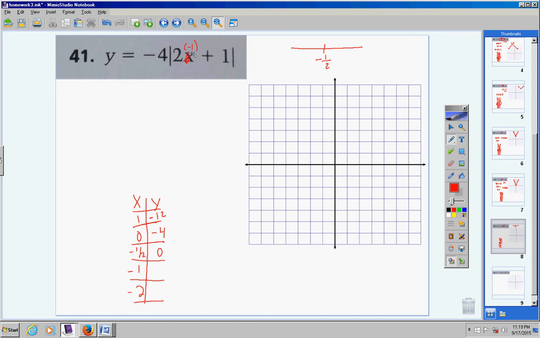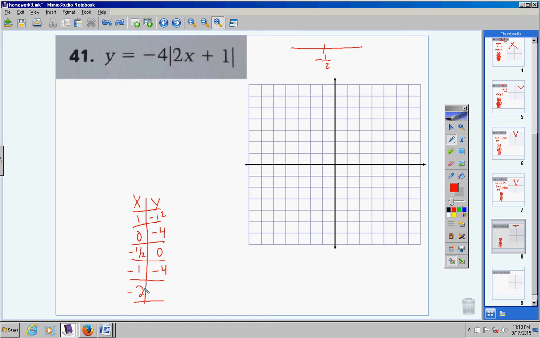So 2 times -1 is -2. -2 plus 1 is -1. So I have -4 times the absolute value of -1. However, the absolute value of -1 is 1. 1 times -4 is -4. Remember how I told you on the last problem, if you have a fraction here that's 1/2 or -1/2, these numbers will match, okay? The only time this number won't match this number and this number won't match this number is when you have a fraction here that's not 1/2 or not -1/2.